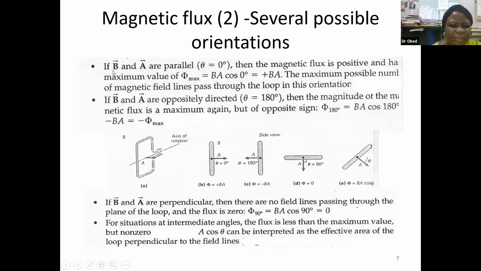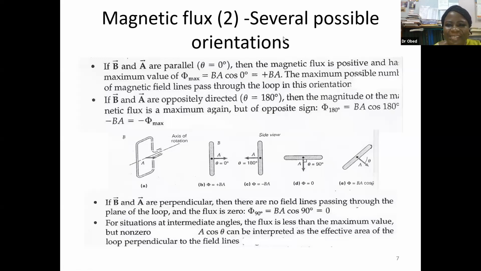If the direction of the magnetic field and the area vector are parallel, theta is equal to 0, like we have here. Theta is equal to 0, then the magnetic flux is positive and has a maximum value of magnetic flux. That is, it has a maximum value of phi. And it is given by this equation, phi maximum is equal to the magnetic field times the area cos theta, cos 0, sorry.